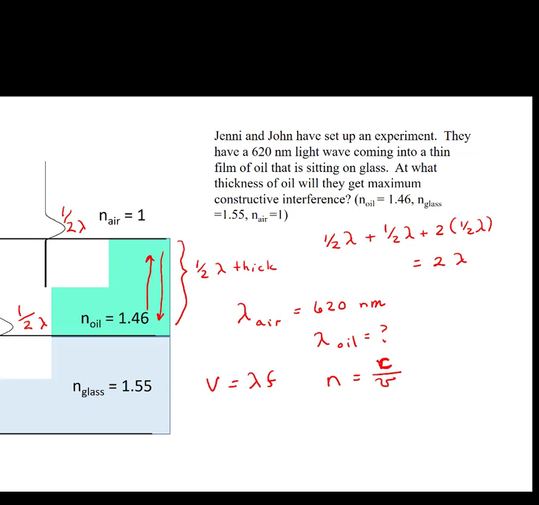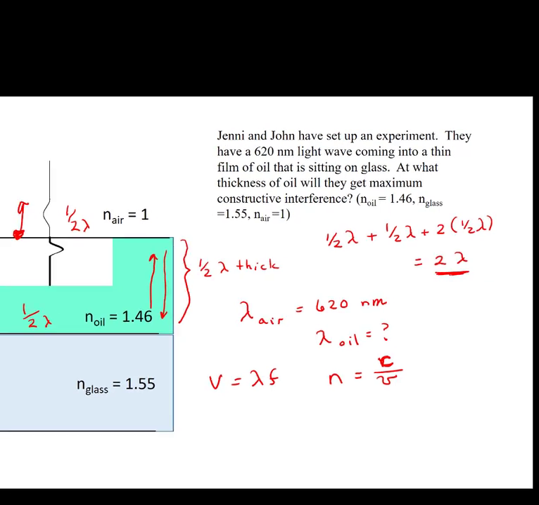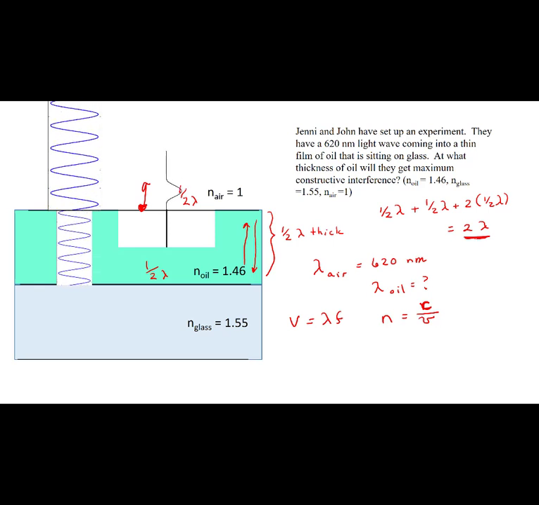And we have a half a wavelength shift as the wave goes towards the back of the oil, and a half a wavelength shift as it comes out. So all the wavelength shifts as the wave comes in and goes out, all of them together, are going to equal some whole number multiple of the wavelength. And the wavelength of this light in air is 620 nanometers. We need to know what the wavelength of this light is in oil.